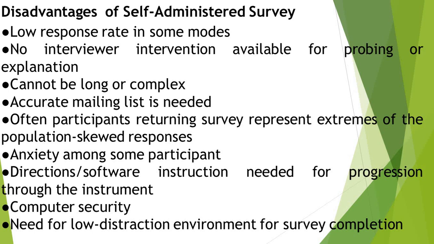Cannot be long or complex. Sometimes respondents have limited time and boredom will strike them so they cannot give you an accurate answer. Accurate mailing list is needed. Often participants returning the survey represent extremes of the population, so responses are skewed. So sometimes the error is high in terms of the self-administered survey. Anxiety among some participants. Sometimes they don't know the answer because no one can explain what to do in this survey questionnaire. Direction and software instruction needed for progression through the instrument. Computer security, and the need for a low distraction environment for survey completion.